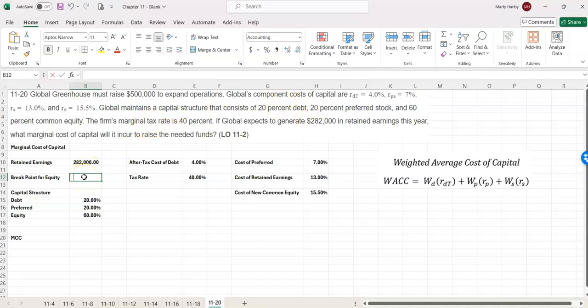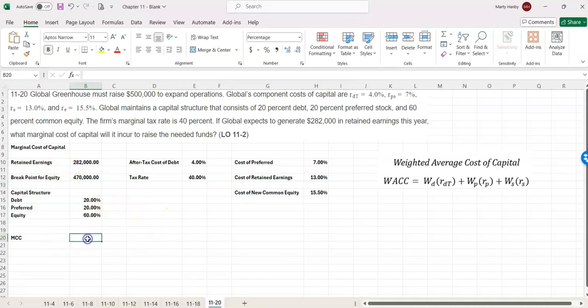So we take our retained earnings and we divide it by the percentage of equity, which is the 60%. If this number is greater than 500,000, we're going to use the cost of retained earnings. If it is not, we will use the cost of new common equity. So we get 470,000. We don't have enough retained earnings, so we're going to have to issue new stock.